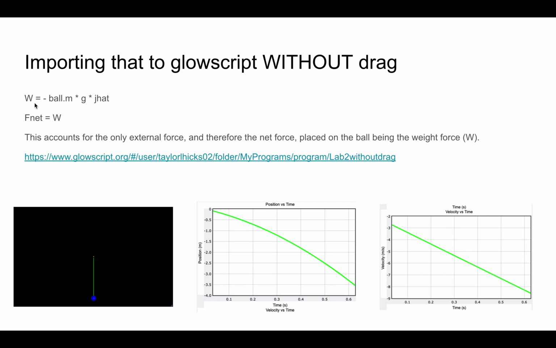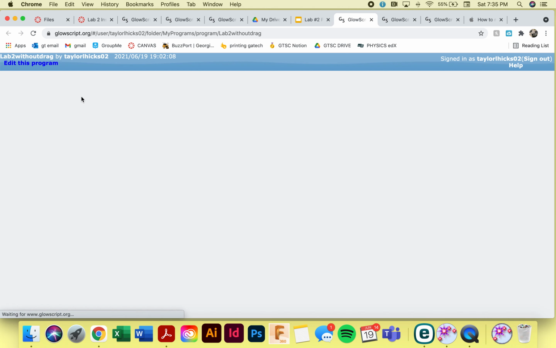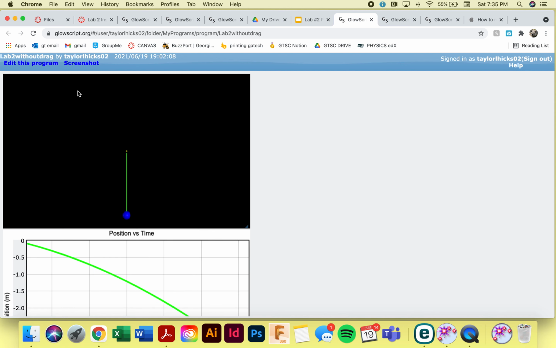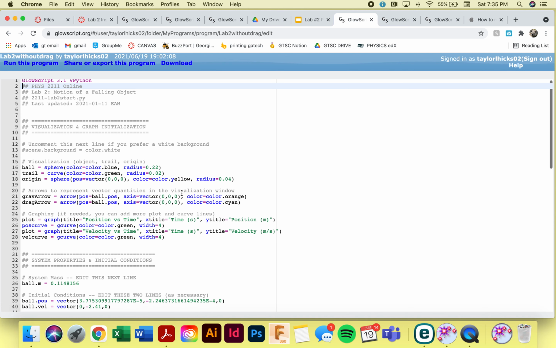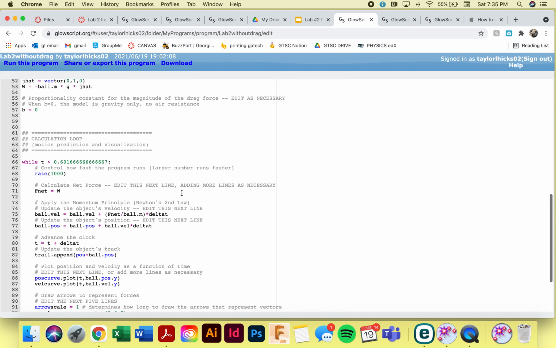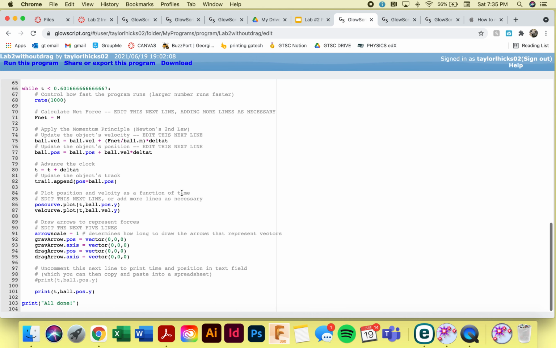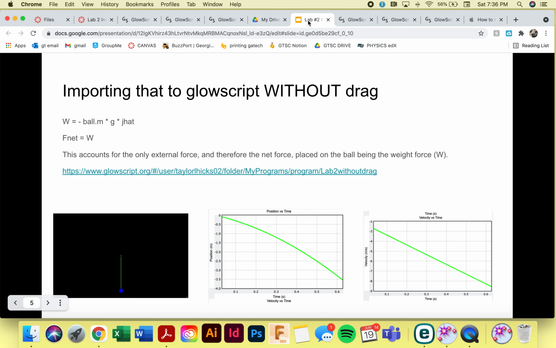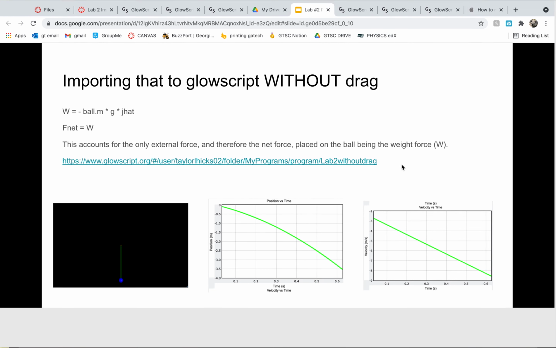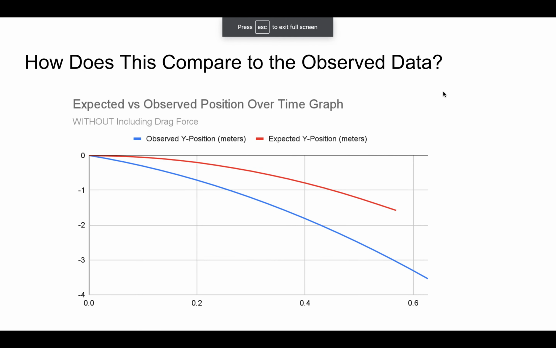Big changes that are very important for this are that the weight was negative mass times g times j hat, and then the net force is just the weight. This accounts for the weight being the only external force here, and we can see this in this code. As you can see, these are the changes that I made. And so, how does this compare to the observed data?